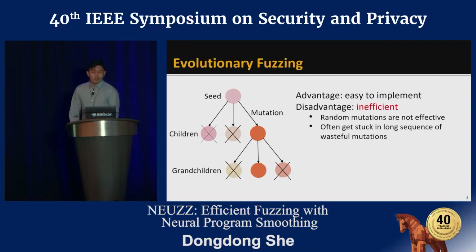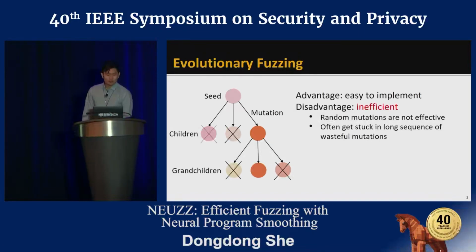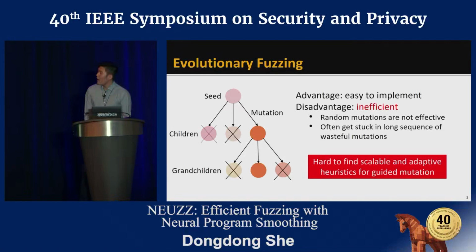Evolutionary fuzzing starts with the initial seed. Then through random mutation, it generates multiple child seeds, then selects the one with the most promising result as the initial seed for the next round. Evolutionary techniques are easy to implement and have shown significant promise, but they are not very efficient. Since random mutation is not very effective and wastes a lot of mutations without valid guidance, they tend to get stuck after a while running. In practice, it is hard to find scalable and adaptive heuristics for guided mutations.